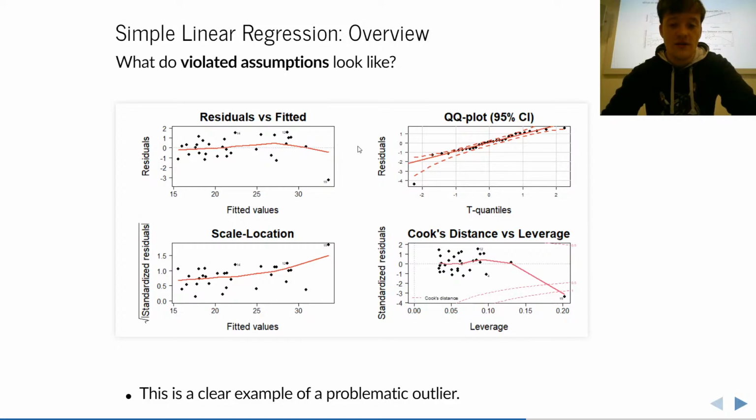You can also see it over here. There's one observation very far away from the rest that doesn't really follow the trend of the rest. And we can also see it over here. It looks like the variance goes up, but that's really just this one observation causing the variance to seem higher because it is the only residual over there. And you can see it in the QQ plot. We see all observations like this, and then one that is really far away and outside the confidence intervals. So this is what a problematic outlier looks like.